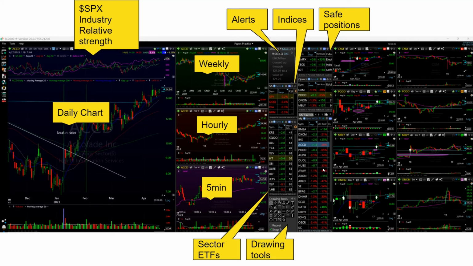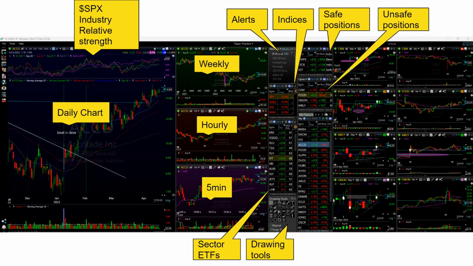So right here below is my watch list for the day. And I discussed in detail how I make my watch list for the day and went through a live example of me making it for the next day. So you can check that out if you want to know how I do this. But basically, once I've made my watch list for the day, this is where it goes.